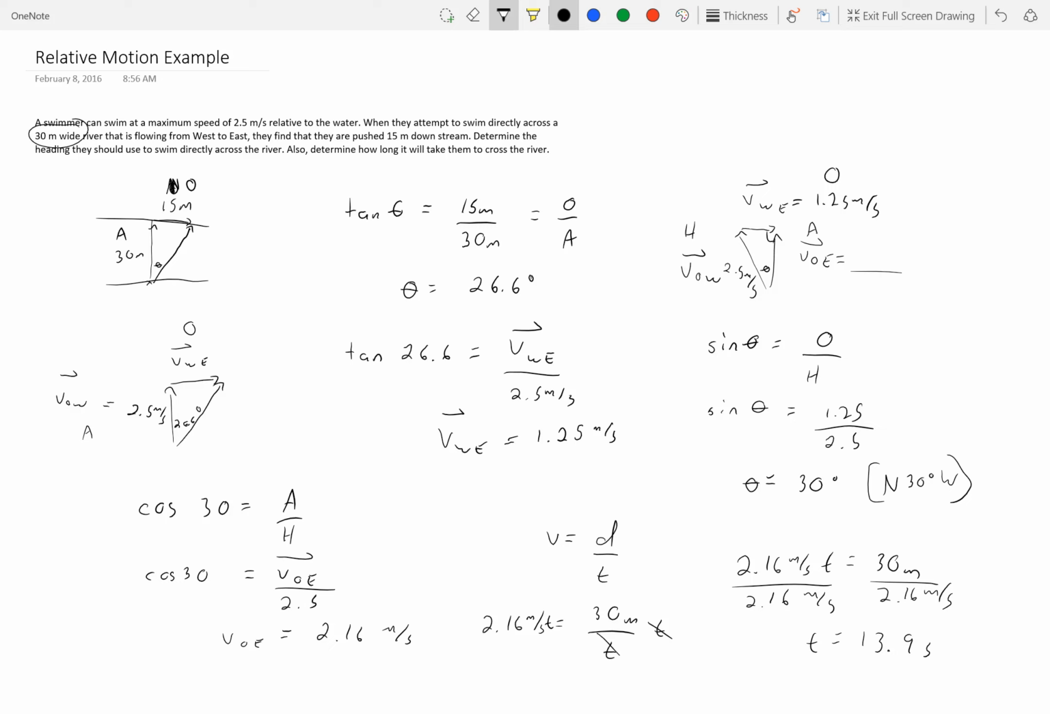seconds. So if we want to go straight across the river, we should point ourselves slightly upstream, north 30 degrees west, and if we do that, some of our 2.5 will be used up fighting the current, and so we'll only travel at 2.16 meters per second relative to the Earth, and so it'll take us 13.9 seconds to get across the river.